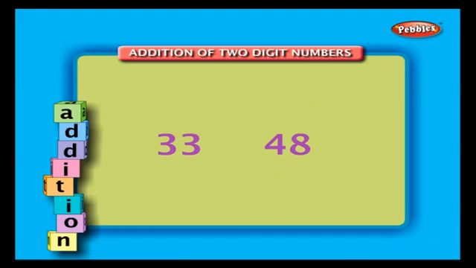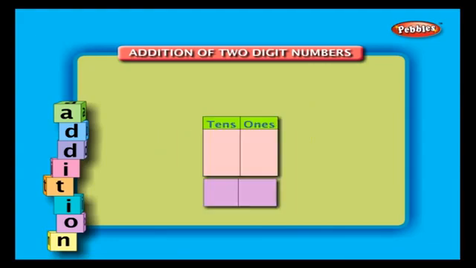Example 2. Add the numbers 33 and 48. Arrange them in columns. Add the ones column. 3 plus 8 is 11. We cannot write 11, which is a 2-digit number, below the ones column.